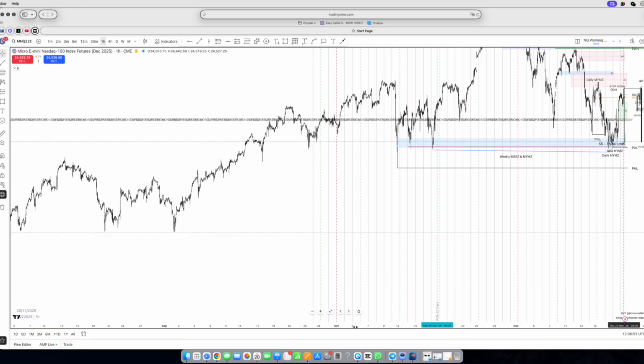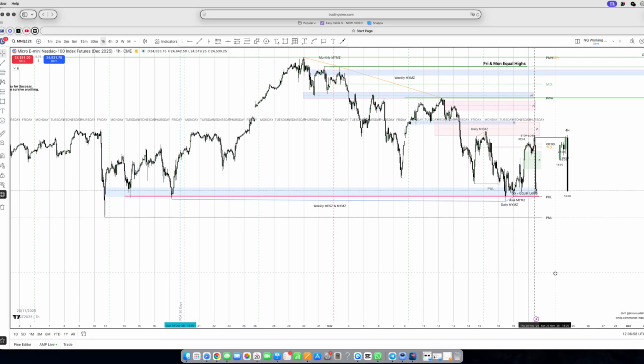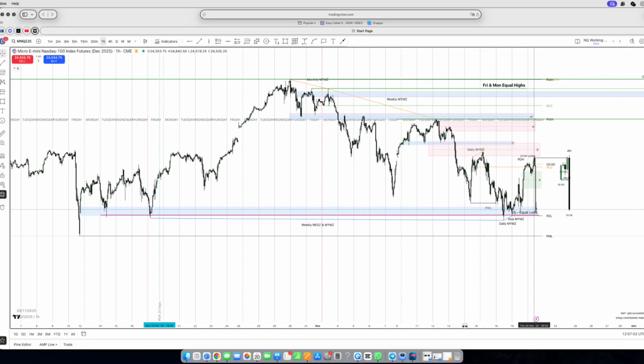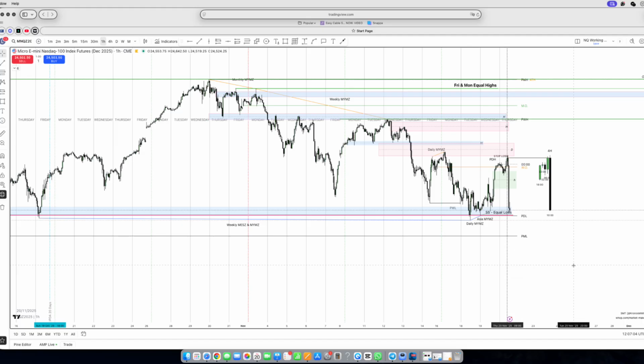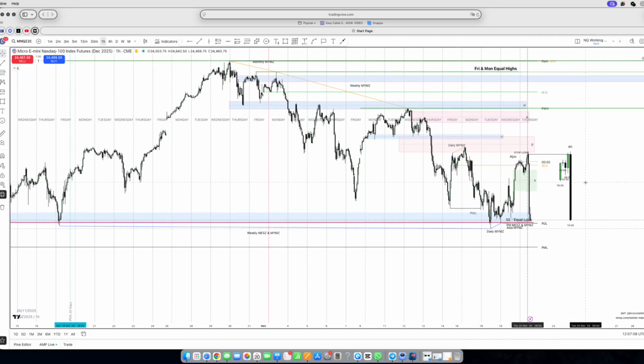I'm looking at the left side of the chart to help guide me in terms of what price wants to do with the higher time frame PDArrays, and then I'm looking to the left of my chart to see where the PDArrays are from where price has been.